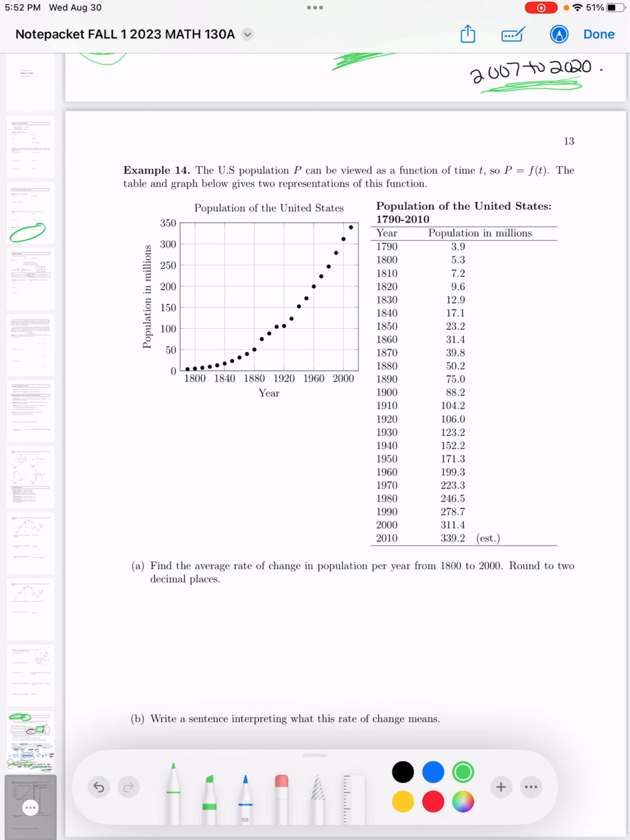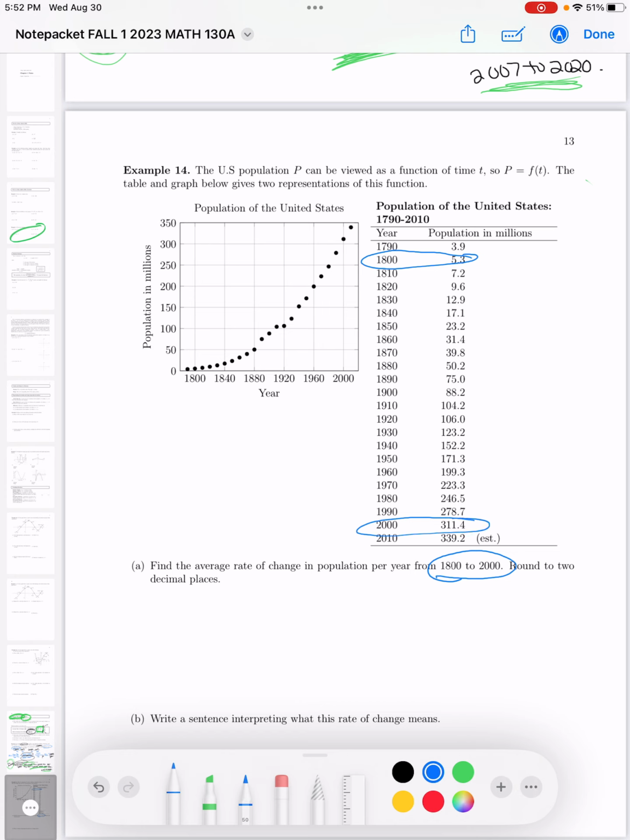In this one, I've given us a chart here to get the information from. This happens a lot in our class. If we give you a chart, make sure you're looking in the directions to see what numbers to use. You don't get to choose. We're going to tell you. So in here, I told you we're going to use 1800 and 2000.